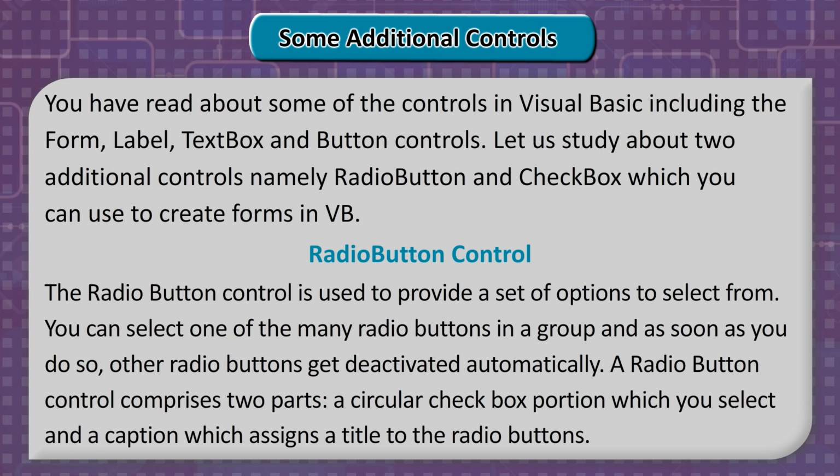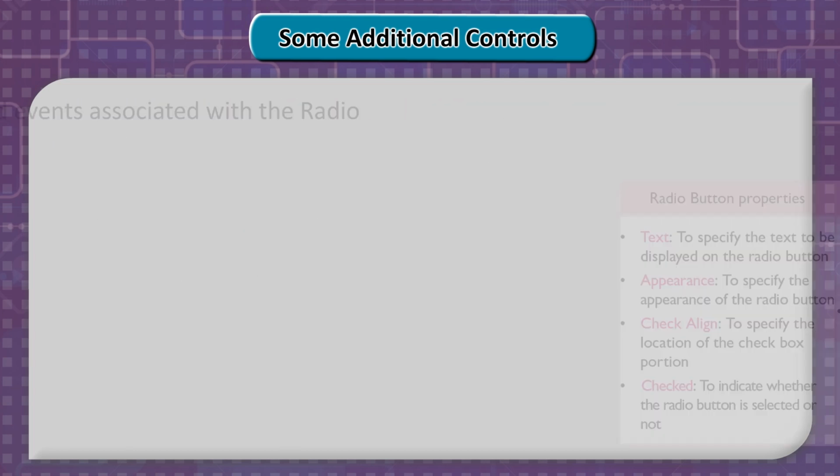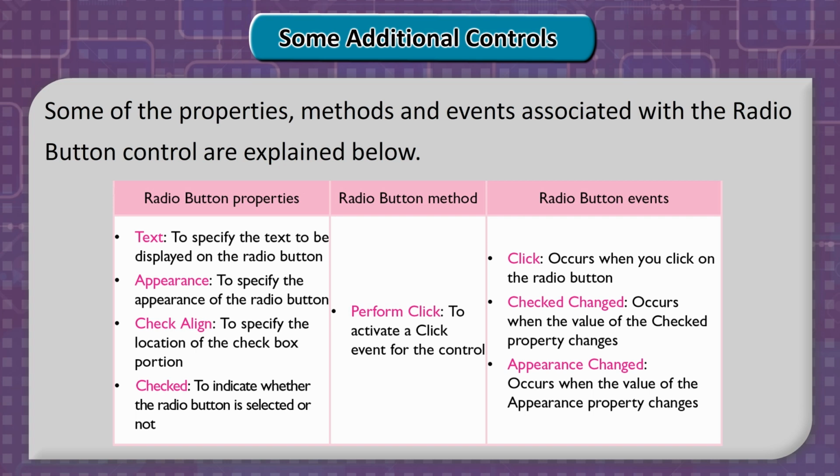You can select one of the many radio buttons in a group, and as soon as you do so, other radio buttons get deactivated automatically. A radio button control comprises two parts: a circular checkbox portion which you select and a caption which assigns a title to the radio button. Some of the properties, methods and events associated with the radio button control are explained below.